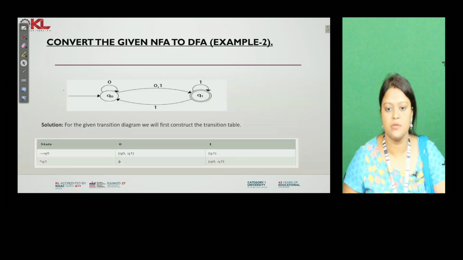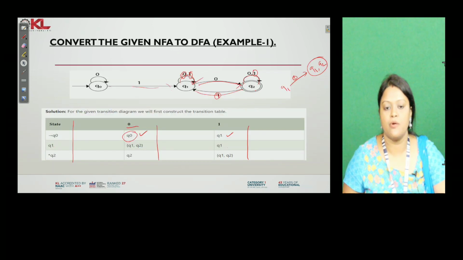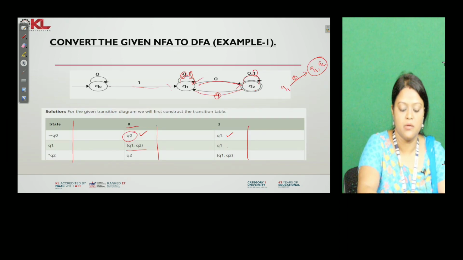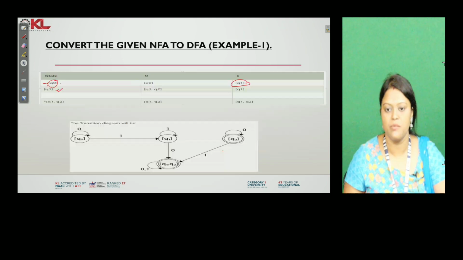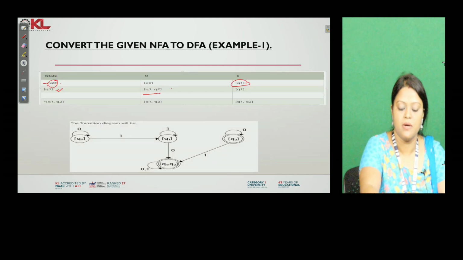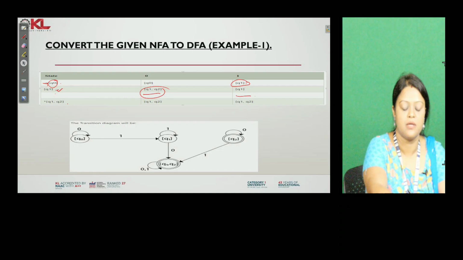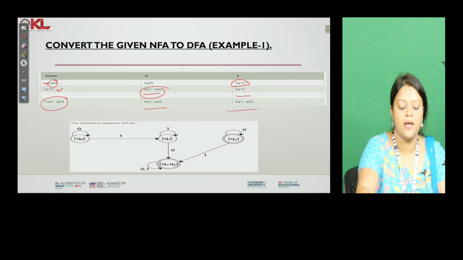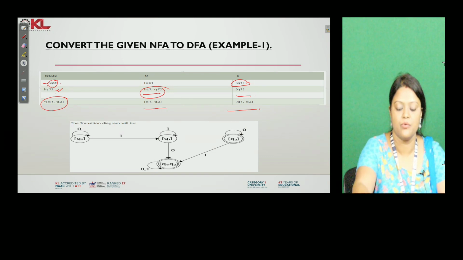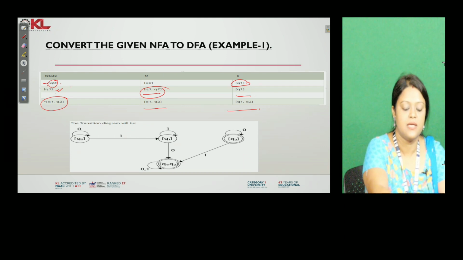For Q1, where is it going, we have to check now. For Q1 by 0 it is going to Q0 Q1, and by 1 it is Q1. So the same thing we will write here, Q0 Q1 and Q1. Now Q1 is a repeated state, we have already mentioned it. The new state is Q0 Q1 Q2. Now this table is completed, no other transitions are left which we have not entered here.